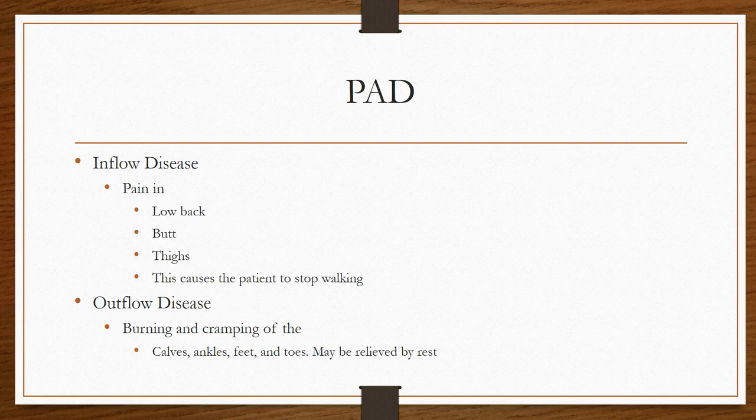Inflow disease is pain in the lower back, butt, and thighs. This causes the patient to stop walking. So basically at this point, it's gone from being more toes, feet, ankles, and calves to now being in the lower back, butt, and thighs. Because of the pain, your patient stops walking, and because of the lack of exercise or muscle movement, the blood supply and the actual circulation gets worse. Outflow disease is burning and cramping of the calves, ankles, feet, and toes, may be relieved by rest. So it's kind of an opposite, but it's the same concept.